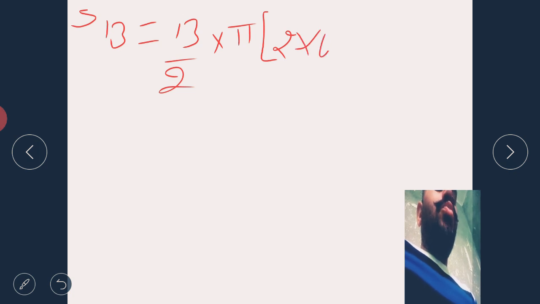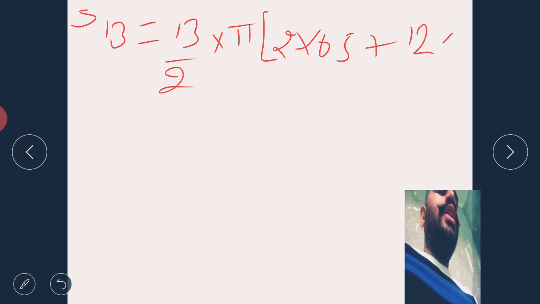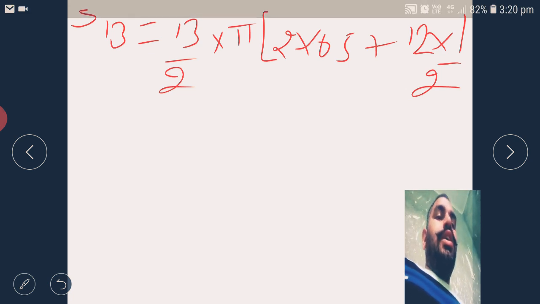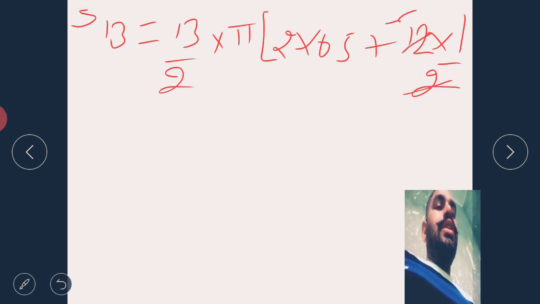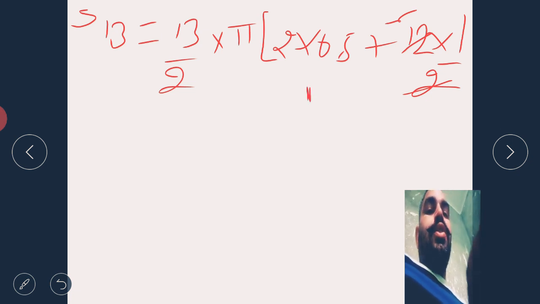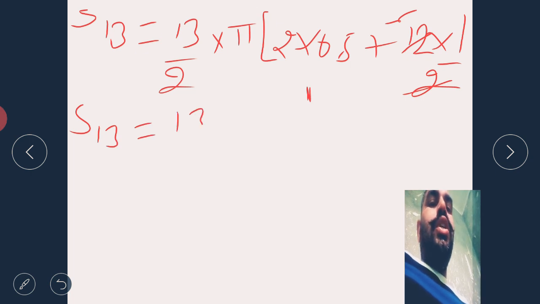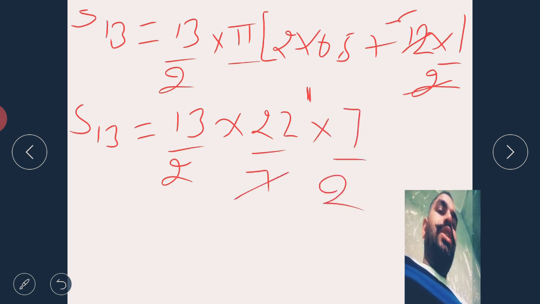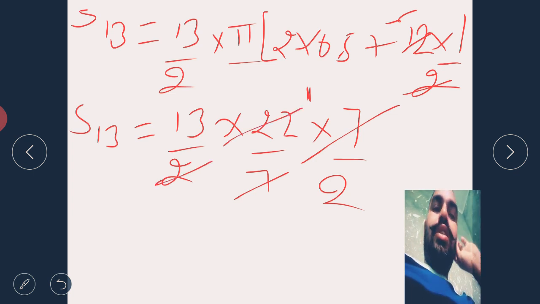S13 is equal to 13 by 2, and pi we have taken as a common, into 2a, 2 into 0.5, plus n minus 1, it means 12, and the difference is 0.5, or 0.5 can be written as 1 by 2. Yes or no? 2 से this cancels out 6, and 2 को 0.5 से multiply किया, that's 1, 6 plus 1 is 7. So S13 is equal to 13 by 2 into pi, value is 22 by 7, into 7 by 2. 7 is cancelled out with 7, then this is 11.